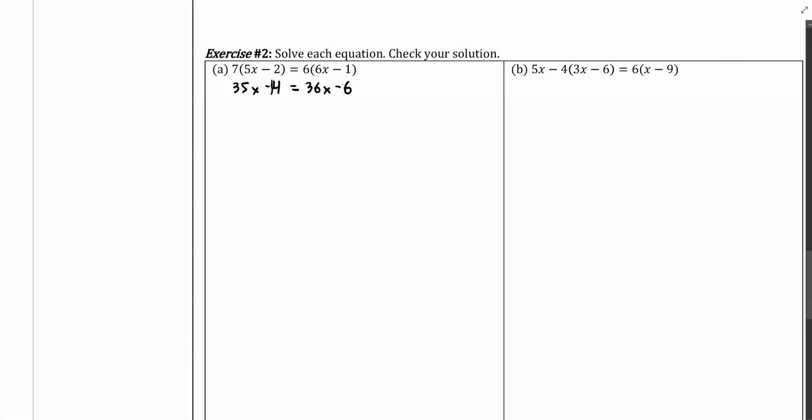Okay, so we took care of distribution. Notice that there are no like terms. And so we will move on to the second step of killing off the smaller x. For this problem, we have positive 35x on the left-hand side and positive 36x on the right-hand side. The smaller x then is the 35x. So that's the one that we kill off. And so we kill off by subtracting 35x. And then we need to do that to both sides.